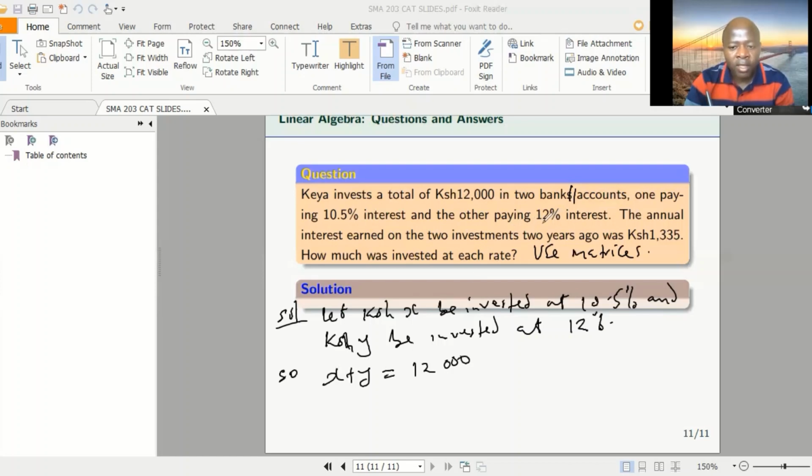What about in terms of interest? If you invest X shillings and the interest is 10.5%, how much interest will X shillings earn? It will earn 0.105X interest. And Y shillings was invested at an interest of 12%. So how much interest will it earn? It will be 12Y out of 100, which is 0.12Y. So this is the interest that Y shillings will earn, and this is the interest that X shillings will earn.